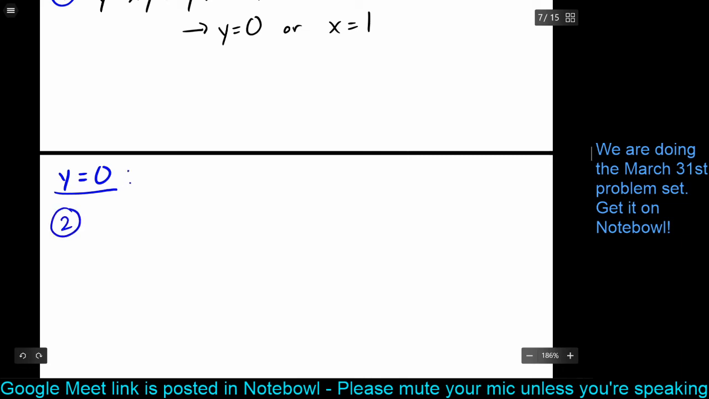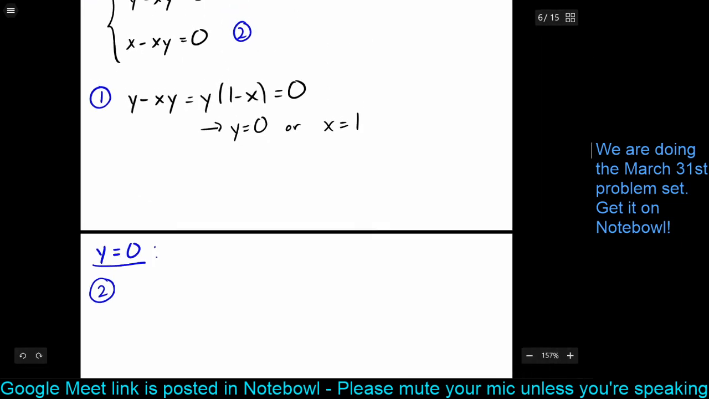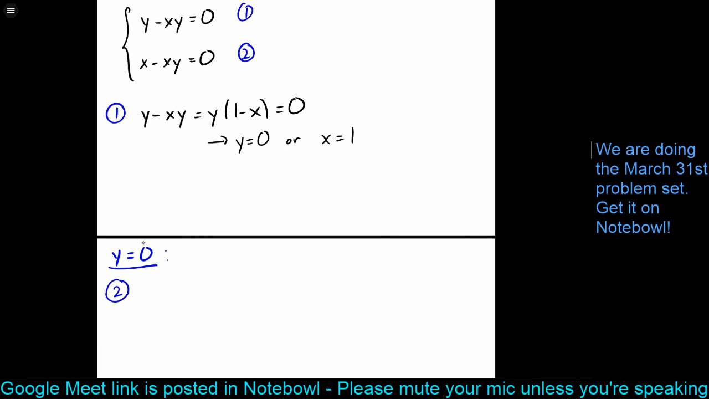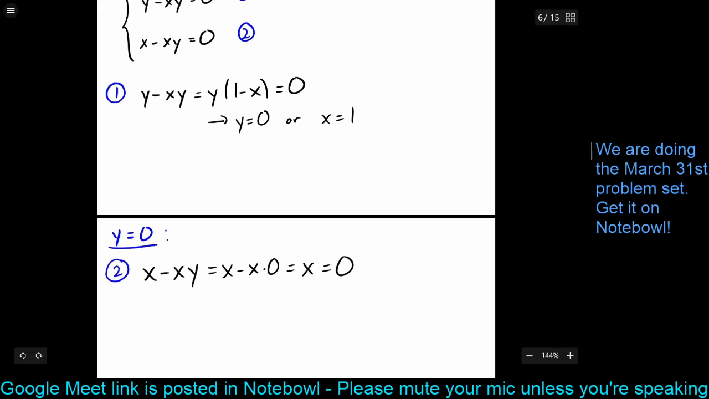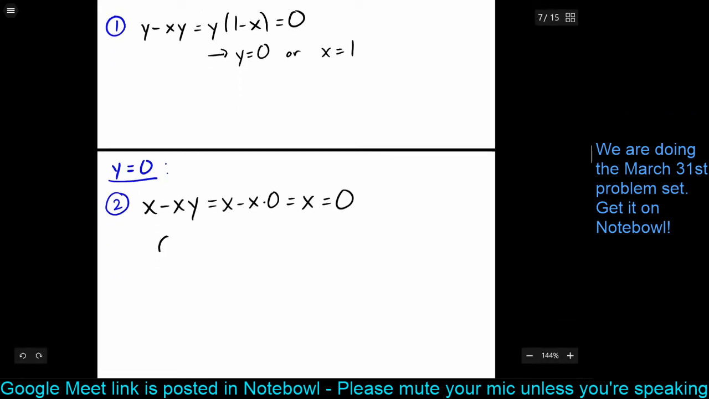So what does equation 2 turn into? Right, so we plug in y equals 0, and x minus xy is going to be x minus x times 0. So that's just x, and that has to equal 0. All right, so there we go. If y is 0, then x also has to be 0. So we get that a critical point is (x, y) equals (0, 0).